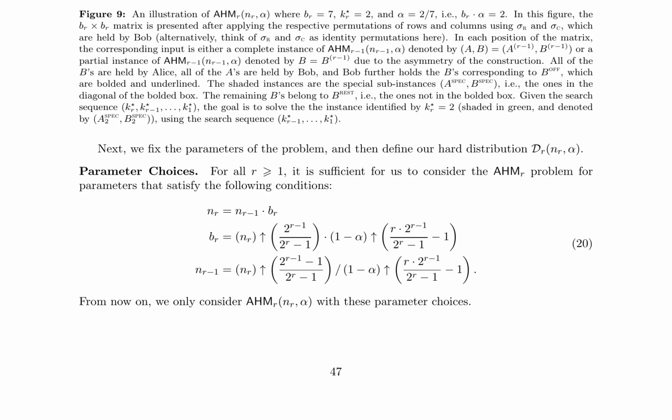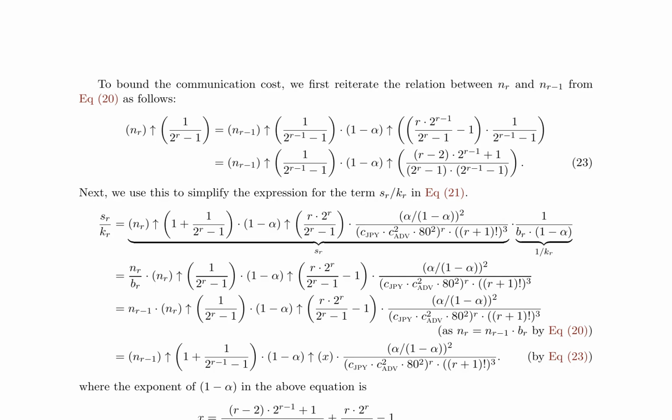They use a round elimination argument to show that if there exists a deterministic protocol for AHM_R with low communication complexity, then there must be a deterministic protocol for AHM_{R-1} with even lower communication complexity. This process is repeated until they reach the base case of AHM_0, where they can use an observation to contradict the assumption of a low communication protocol. The paper also includes a detailed explanation of the parameters and the hard distribution used in the AHM problem.